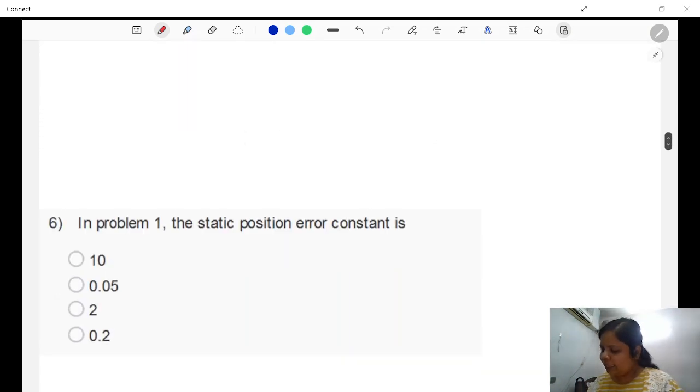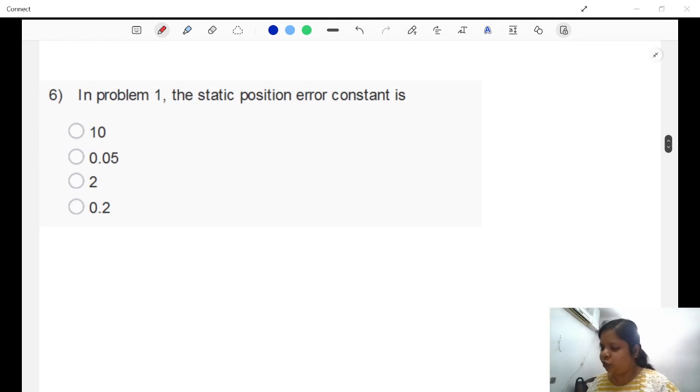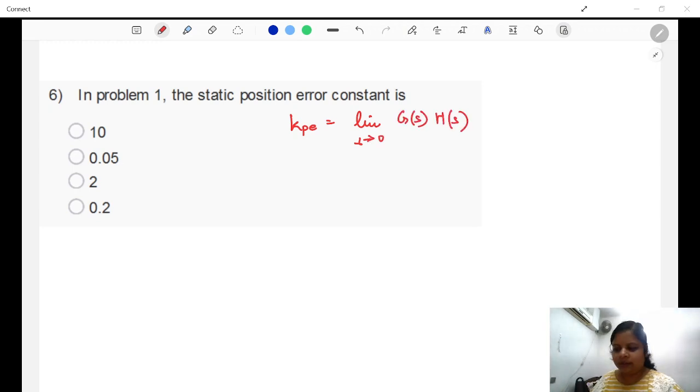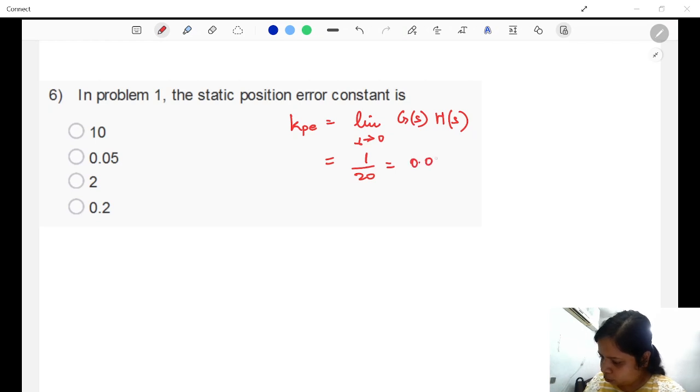Okay. In the same problem, what is static position error constant? I would be very happy if you could revisit the formula. Otherwise, you should always remember that the static position error constant Kp is limit s tends to 0 of G(s)H(s), right? So as frequency tends to 0, what do you get here? It is the same quantity 1 upon 20 that we saw in the last question or last to last question. So it is 0.05.